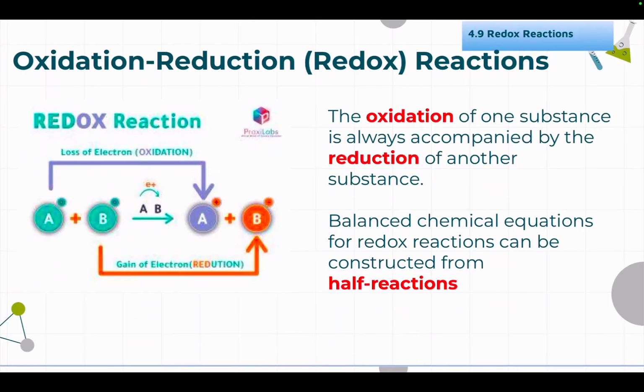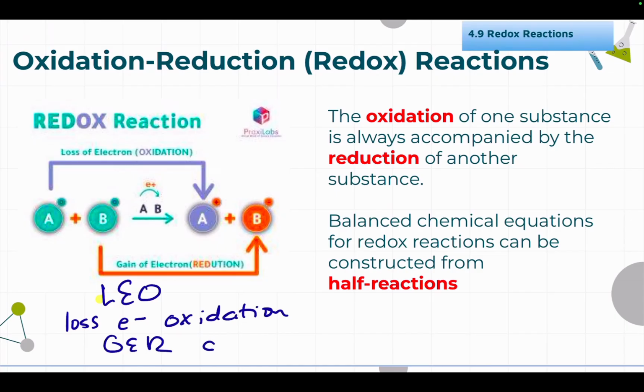A redox reaction always involves losing electrons, which is oxidation, and gaining electrons, which is reduction. Sometimes we say "LEO goes GER" to help us with that. LEO is loss of electrons is oxidation, and GER is gain electrons is reduction.